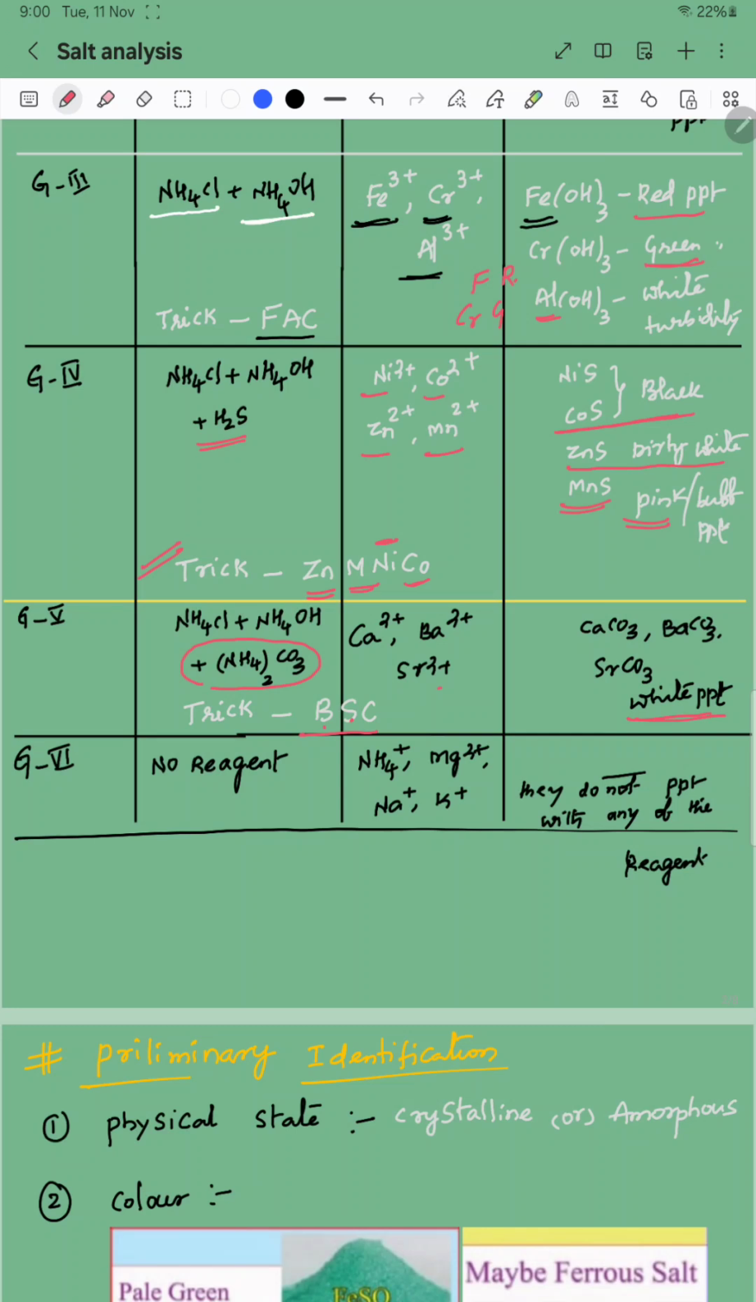Group 6: we don't have any reagent for this. These are called the miscellaneous group. What type of cations are present? Ammonium ion, Mg+2, Na plus, and K plus. These compounds do not give precipitate with any of the reagents. That's why they are placed in a separate family, the group 6 family. In some cases we can call it the group 0 family also. Group 6 cations are ammonium, Mg+2, Na plus, and K plus, right?